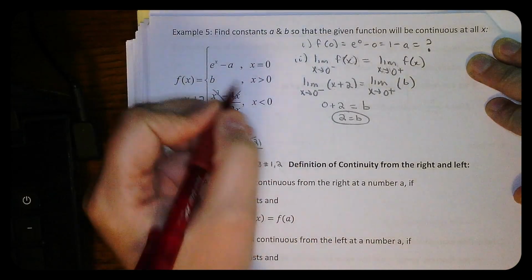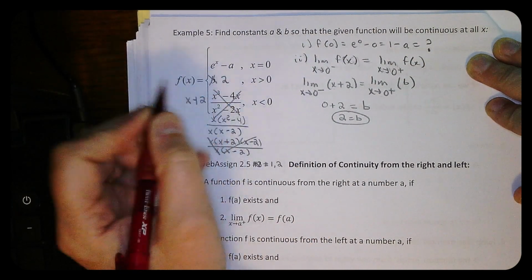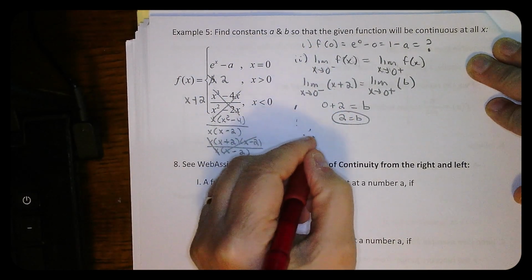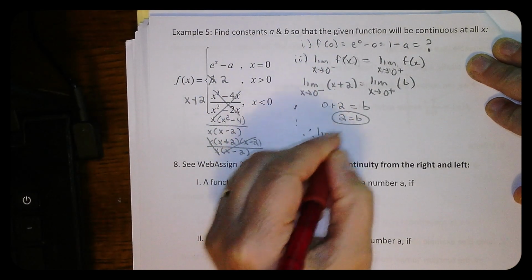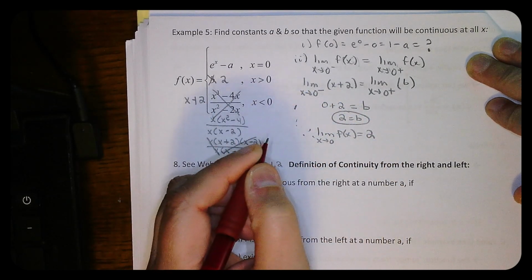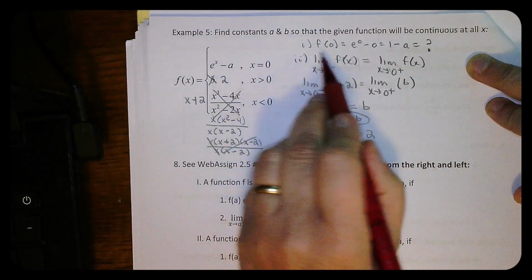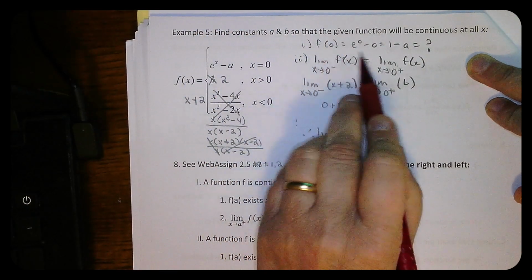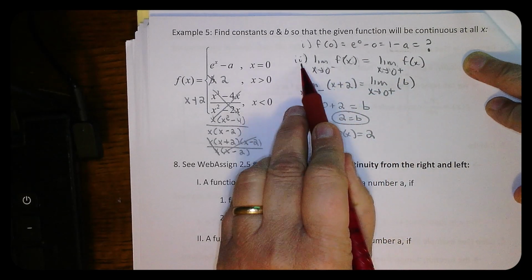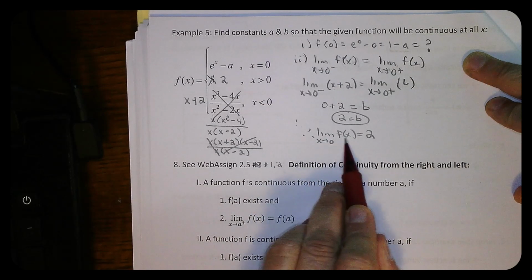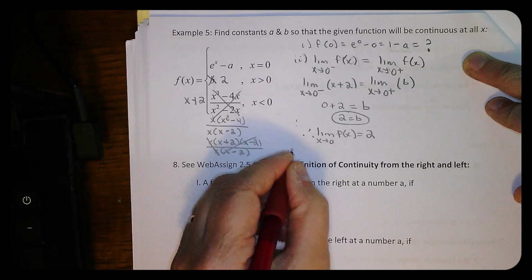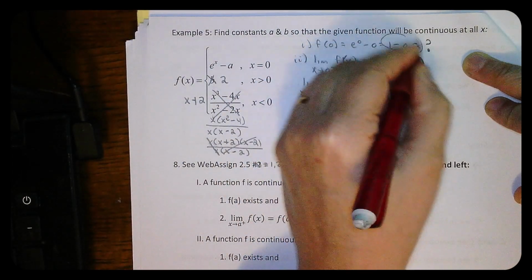So now I know that b is 2, and therefore the limit as x approaches 0 of f of x is equal to 2. Okay, so what do we have here? Step 1, we showed that f of 0 exists. We don't know what it equals yet. Step 2, we found out the limit of f of x as x approaches 0 equals 2. And remember step 3? These two things have to equal each other.